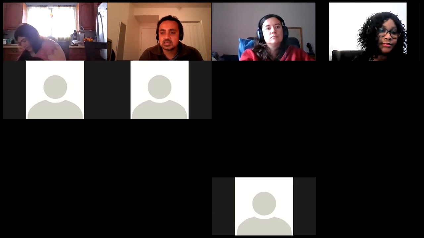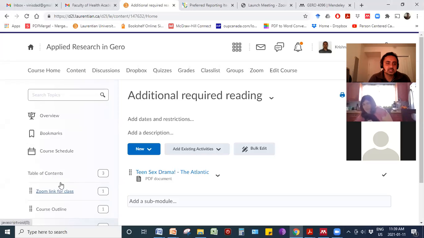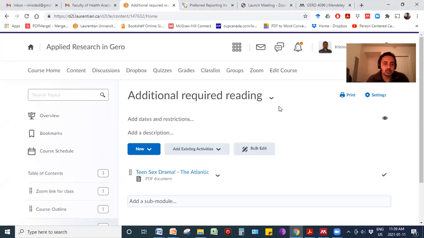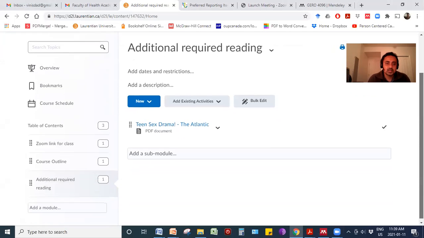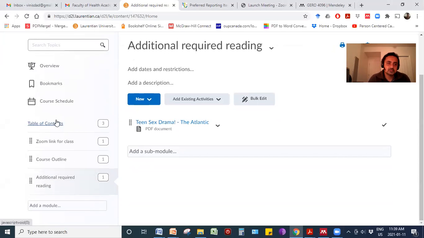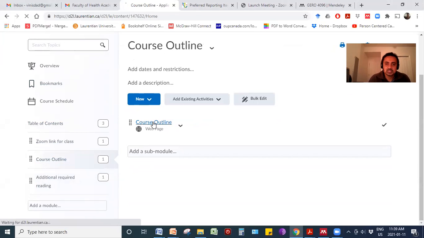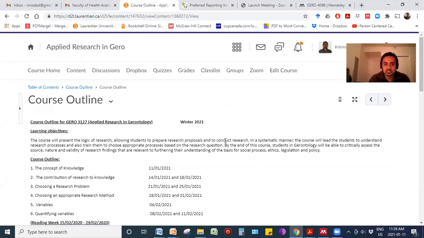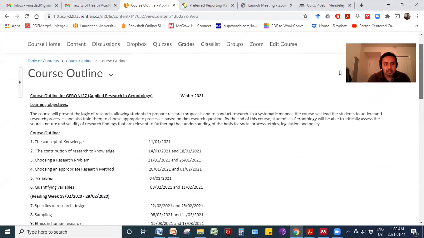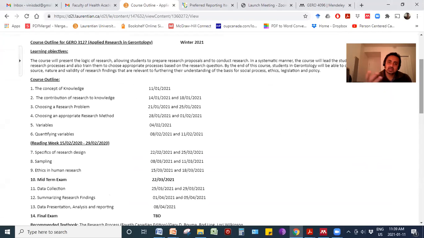Okay. So I'm just going to go ahead and share my screen so we look at the course outline, understand what is going to be in front of us. There has been content posted on D2L now that you can look at. One of the things you have is when you look at your D2L page and you look under table of contents, there is your course outline. So you can go ahead and look at your course outline. It tells you what to expect in the course.